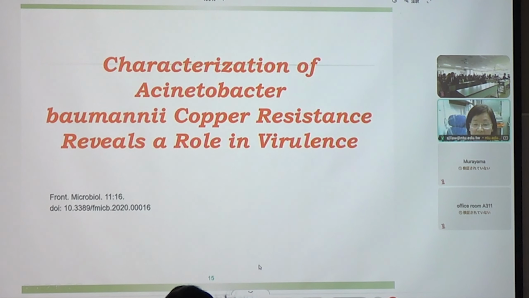And more and more research data have indicated that copper resistance is highly associated with bacterial virulence. So this is a paper published in Frontiers in Microbiology. They characterize the copper resistance, adherence and virulence of Acinetobacter baumannii.